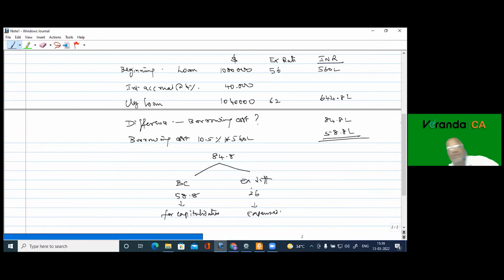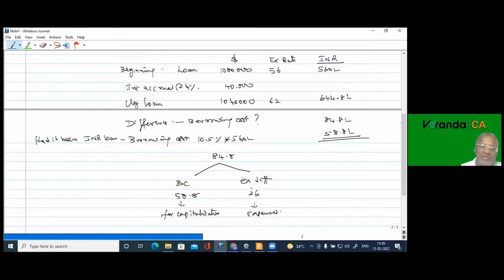See, it is not that any difference can be taken up as borrowing cost. So you have a cap. Had it been an INR loan, borrowing cost would not have exceeded 58.8. So that much you can take.